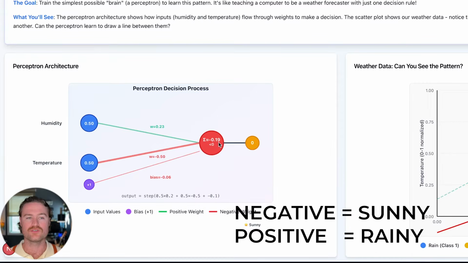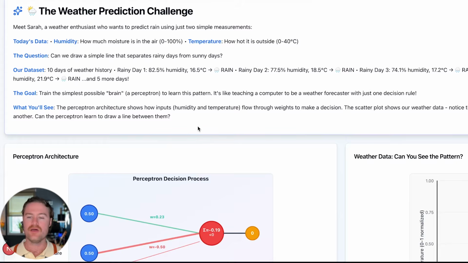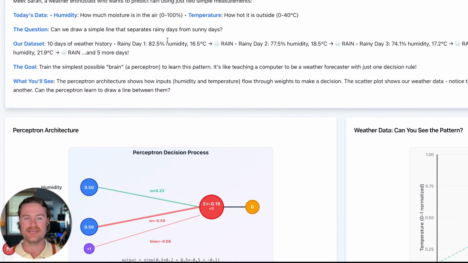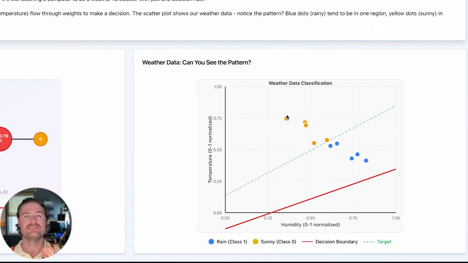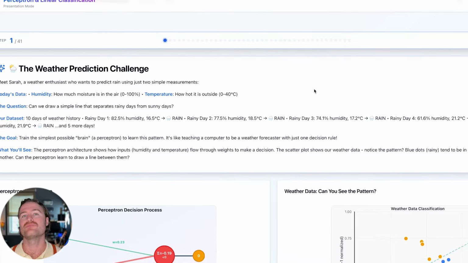So with this, we're trying to go through this algorithm with a set of known data, which is right here. The first day is 82% humidity and 16 degrees Celsius. The second day is 77% humidity and 18 degrees Celsius. Both of these resulted in rain. And we're going to be running through a series of data that looks like this over here on the graph. And we're going to be trying to predict what exactly a future day might look like if given these inputs.